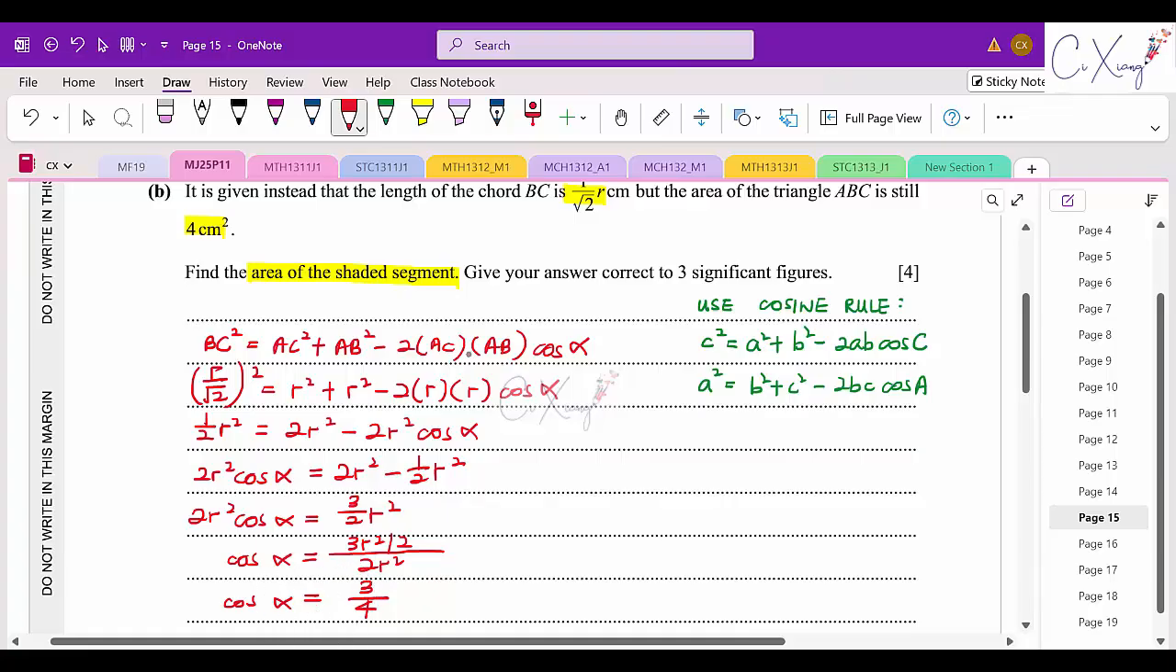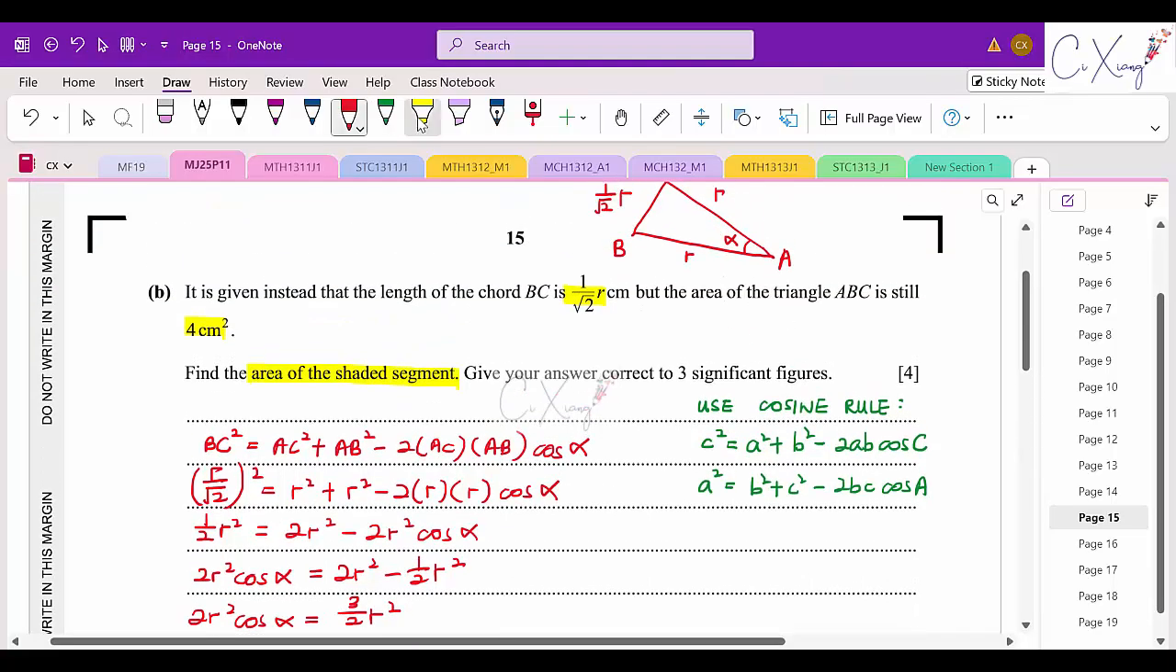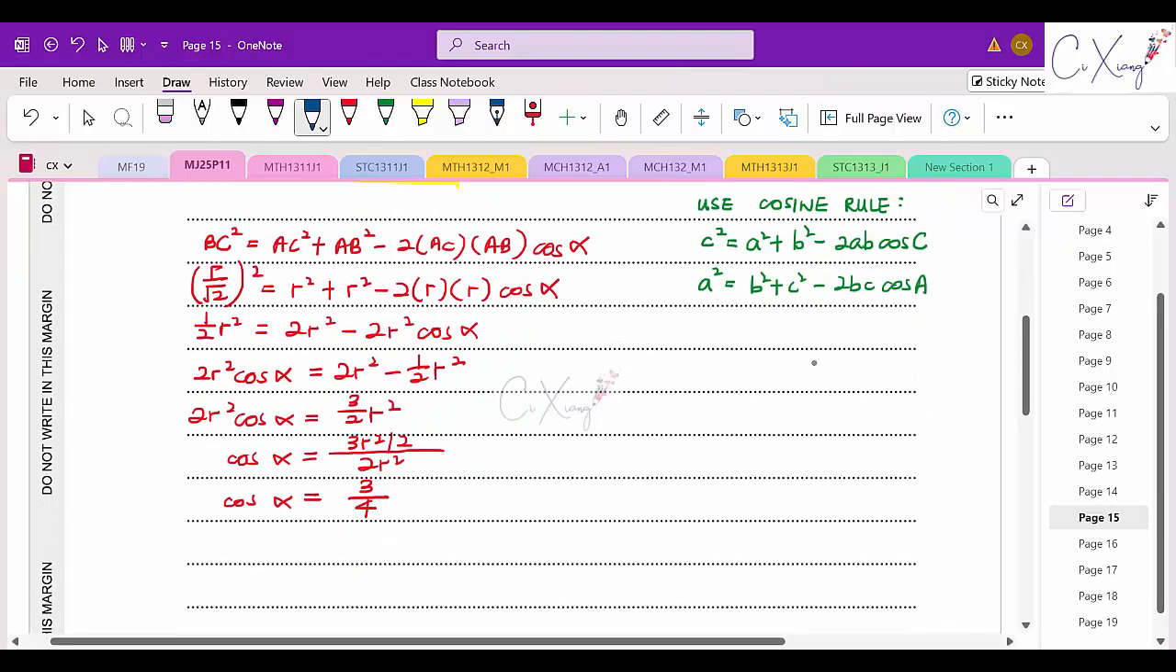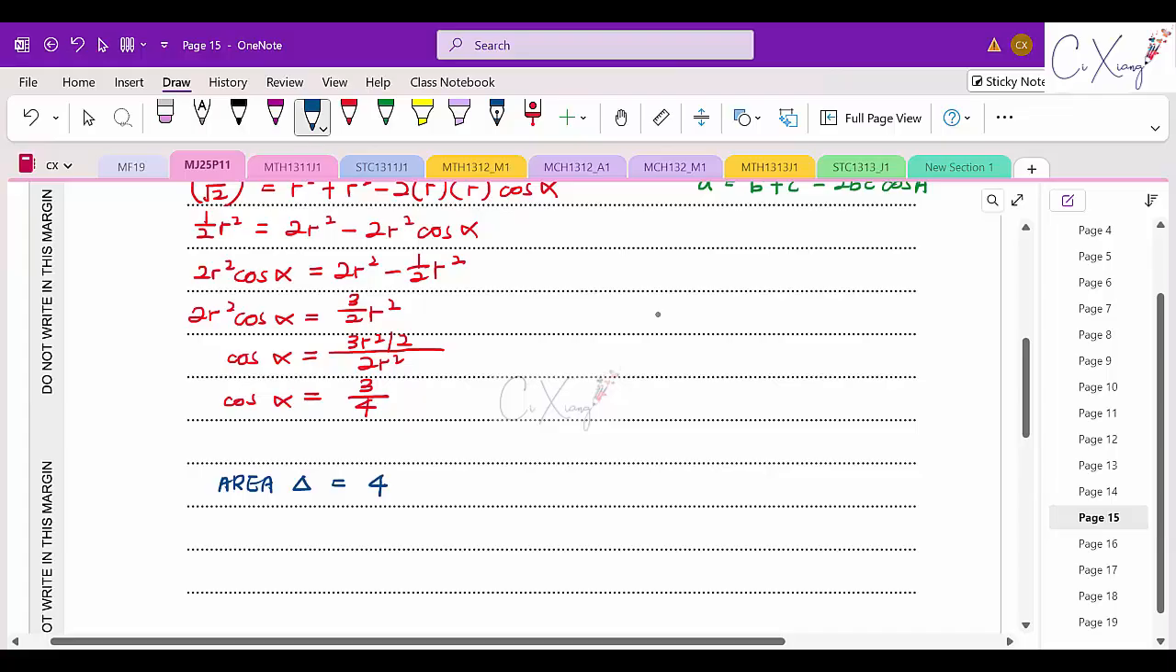Now, how can I get the value for r? I need another equation to start with. So let's have a look at the question one more time. Now they say that the area of triangle ABC is still 4. So please use this information to continue. Alright, so the area of the triangle is still equal to 4, right? The general formula is half ab sine C. So it is still half r times r and then sine alpha, and it is equal to 4.